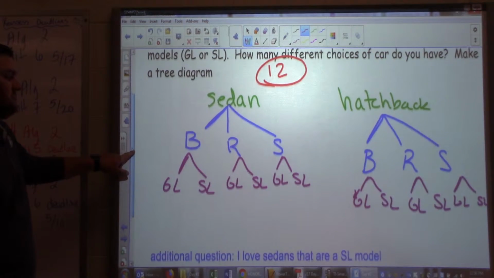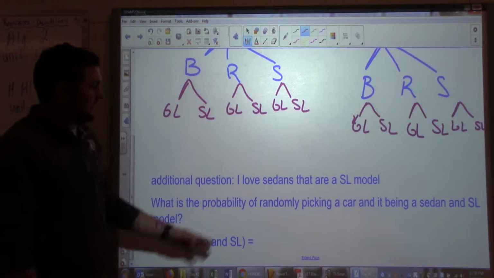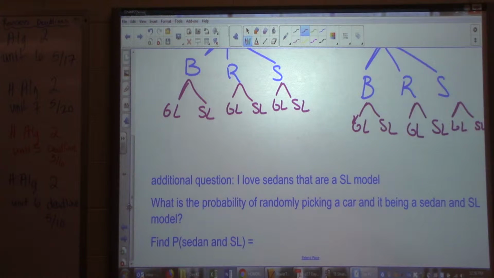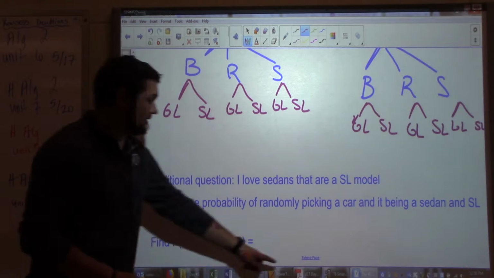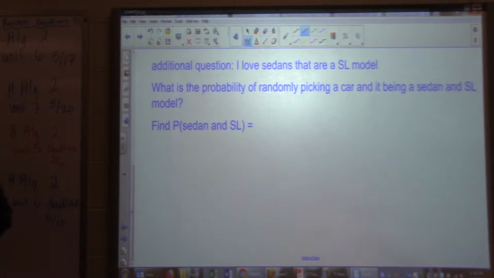Okay. Another additional question, not on your paper, we're going to kind of talk about it. If you love sedans that are the SL model, what's the probability of randomly picking a car and it being a sedan and an SL model? In other words, what's the probability of a sedan and an SL? Well, what's the probability to pick a sedan?